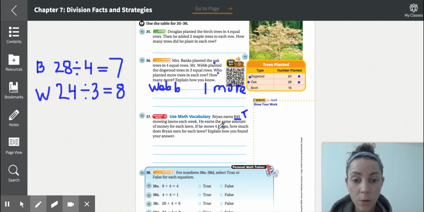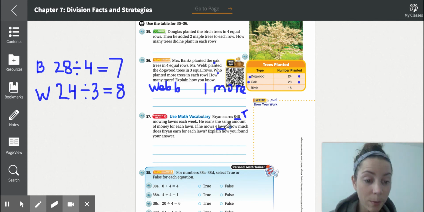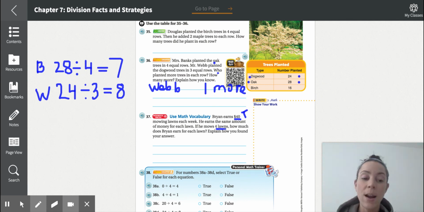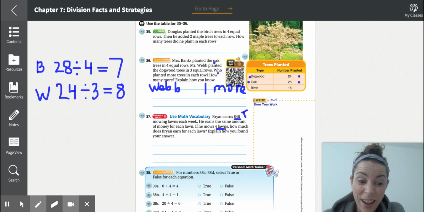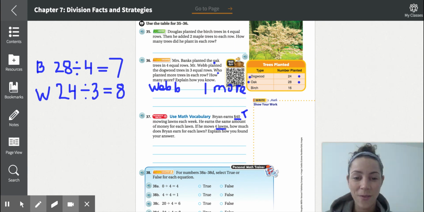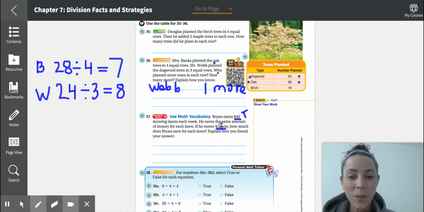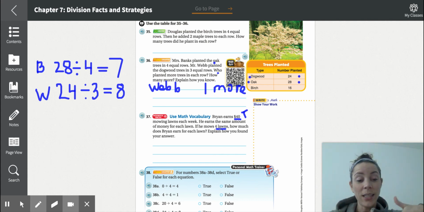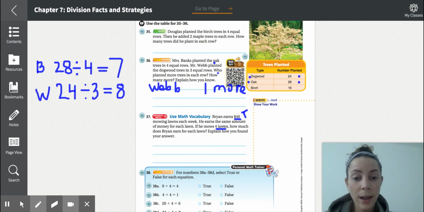If he mows 4 lawns, that means how many times he's going out to somebody to mow. A lawn is like your grassy area in front of your house. I know not many people in Chicago have that. I don't have a lawn, I don't have to mow it. Mow means when you cut the grass in front of your house. So 4 lawns is like 4 people's houses that he's cutting the grass at. So that's how many times he's doing it.